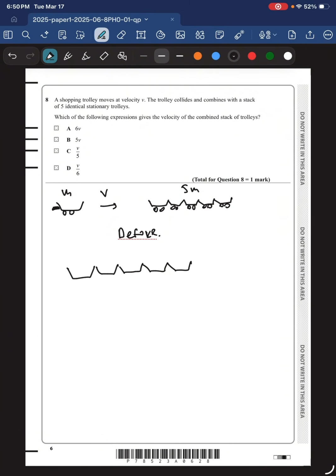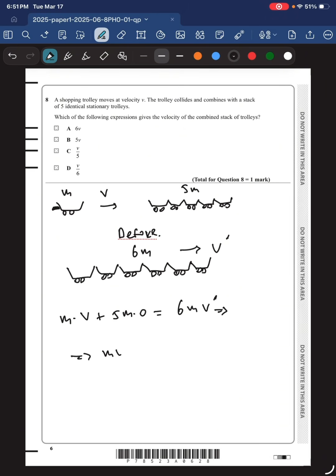Okay, so 5, 6. Since they all combine together, they will have a mass of 6m and a new velocity v prime. Momentum is conserved, so what's the momentum before? It's m times v plus 5m times 0, since they are stationary, and the momentum after is 6m v prime, right? So we have mv is 6m v prime, mass cancels, so v prime is v over 6, and that's answer D.